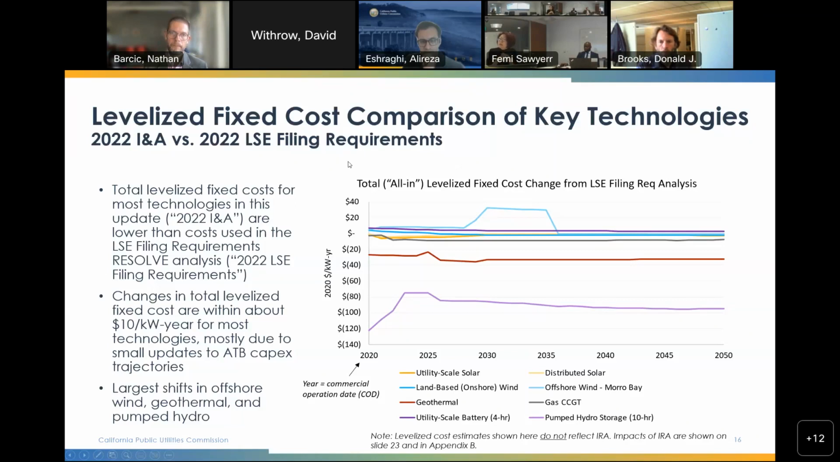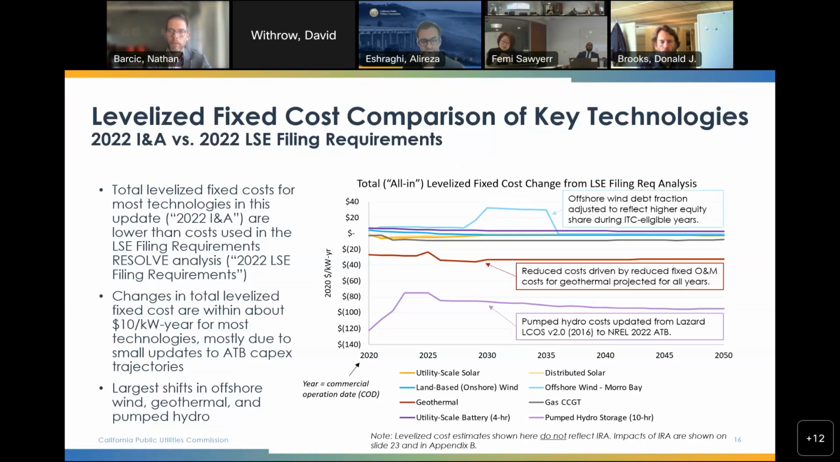So we can see here that for most technologies, the changes in the total resource costs are pretty small. So they are concentrated in that $10 per kilowatt per year range. Some of the biggest shifts are seen in 3 technologies. So if you click one more time, we'll see some notes.